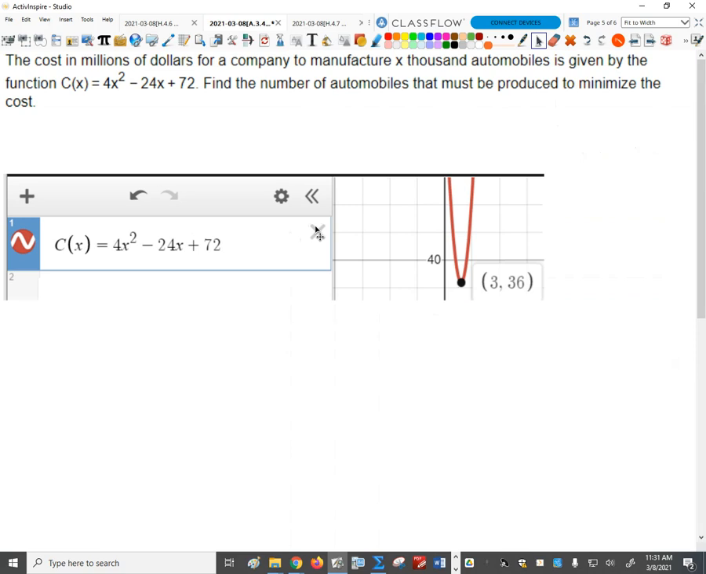What does that 3, 36 tell me? It says find the number of automobiles that must be produced to minimize the cost. What's my answer going to be? Blank cars minimizes costs for my company. Type your answer in chat. How many?